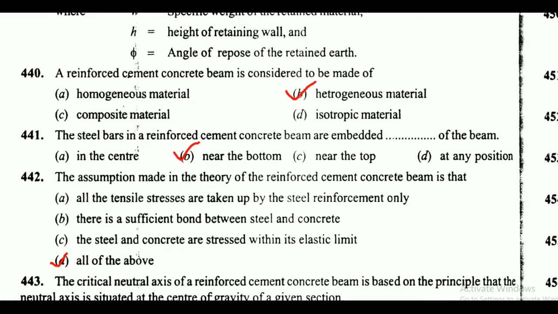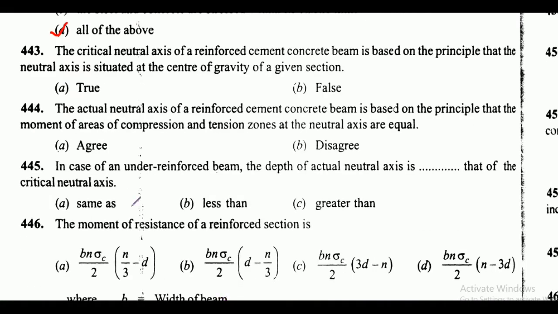Now, next is question number 443. The critical neutral axis of a reinforced cement concrete beam is based on the principle that the neutral axis is situated at the center of gravity of a given section. Options are true or false. So here the correct answer is option A, that is true. This statement is correct, that is true.